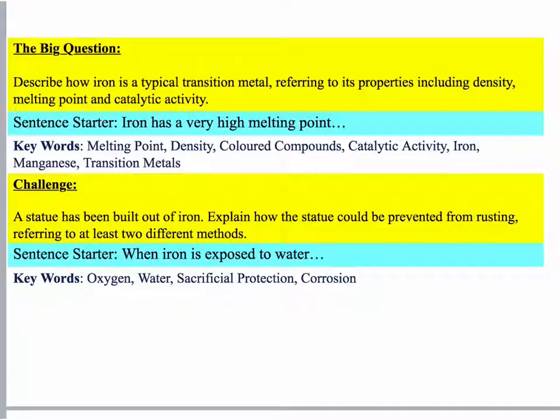Once you have done that, I also want you to attempt the challenge question. For this one, a statue has been built out of iron. Explain how the statue could be prevented from rusting, referring to at least 2 different methods. I want you to pause the video and attempt the questions now.